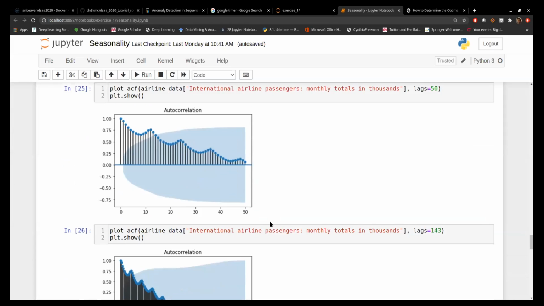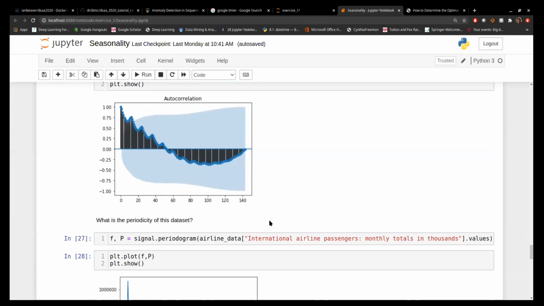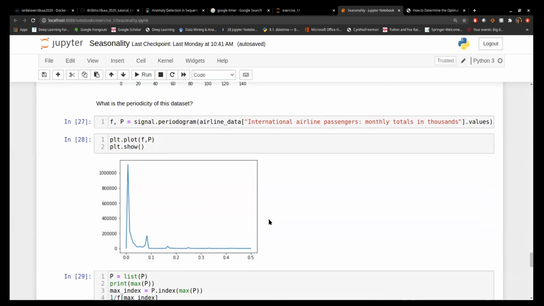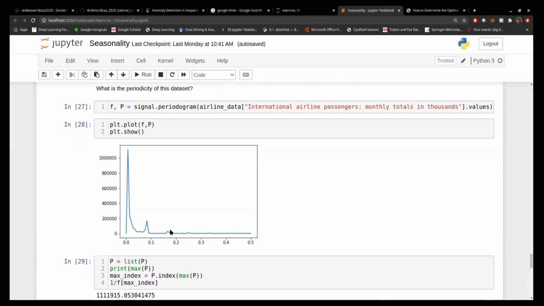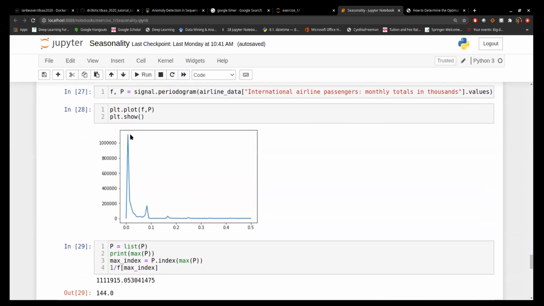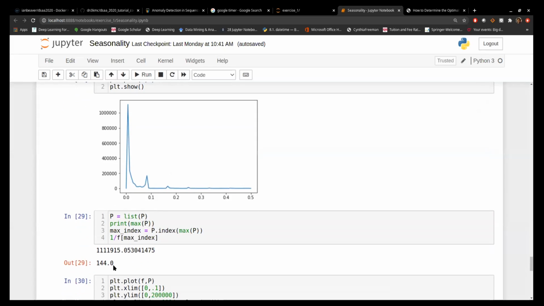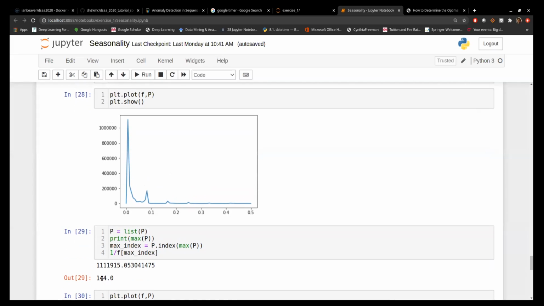And here we plot the periodogram, and notice several interesting spikes. So I'm going to go ahead and look at that first big spike. When we do that, we see the frequency corresponding to it is 1/144. If you take the inverse, you'll get a periodicity of 144.